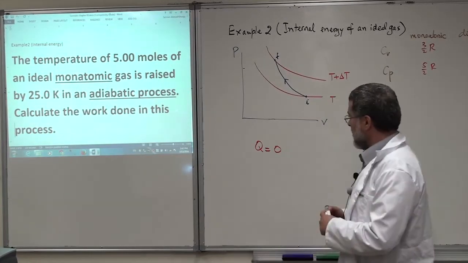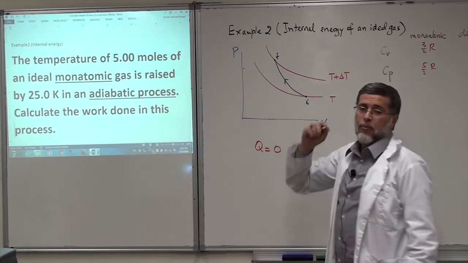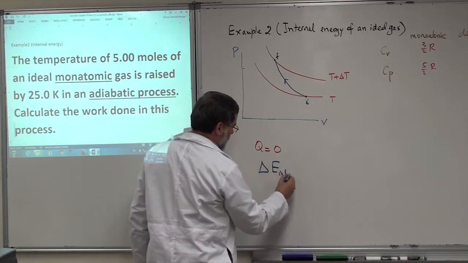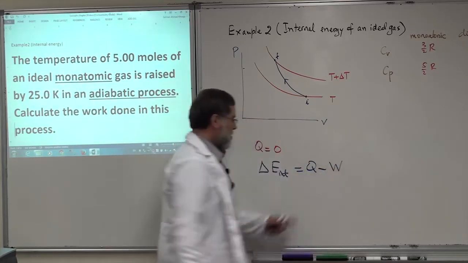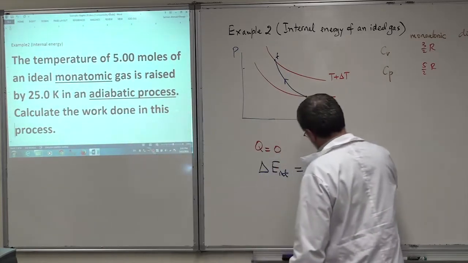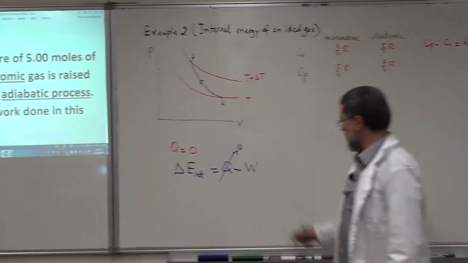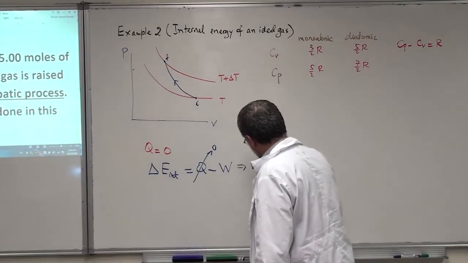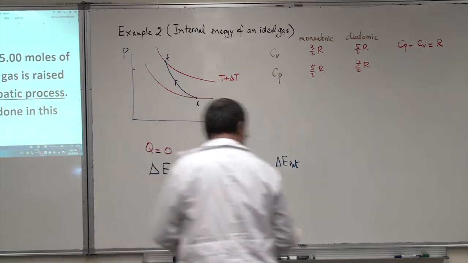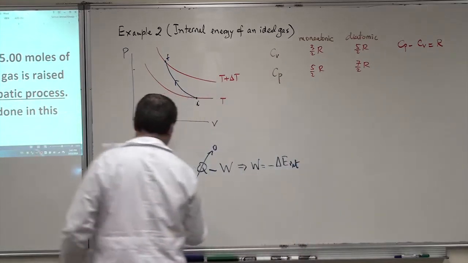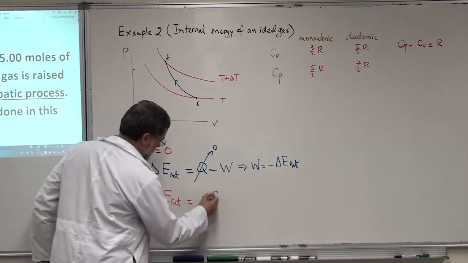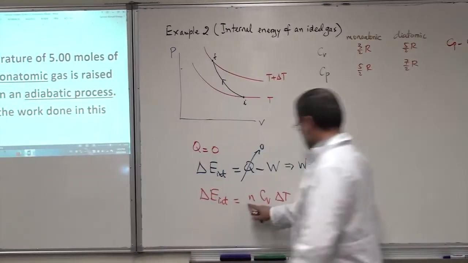The work for an adiabatic process is very well known because I'm going to use the equation which says that the change in internal energy is Q minus W. Q is the heat absorbed, W is the work done, and Q is equal to 0 here because it's an adiabatic process. So automatically we can say the work is minus delta E internal. Again, another equation for delta E internal that you have seen in previous videos says that delta E internal is N CV delta T.